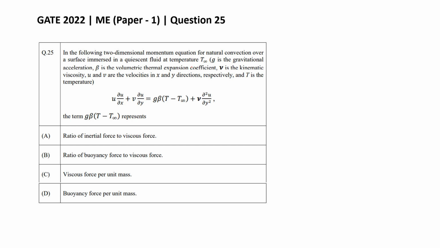So the momentum equation for natural convection over a surface immersed in a quiescent fluid at temperature T infinity. That is the equation, and the names of all these terms are given, and then they are asking what the term g beta (T minus T infinity) represents. So anybody want to tell me what this term represents out of these four options?